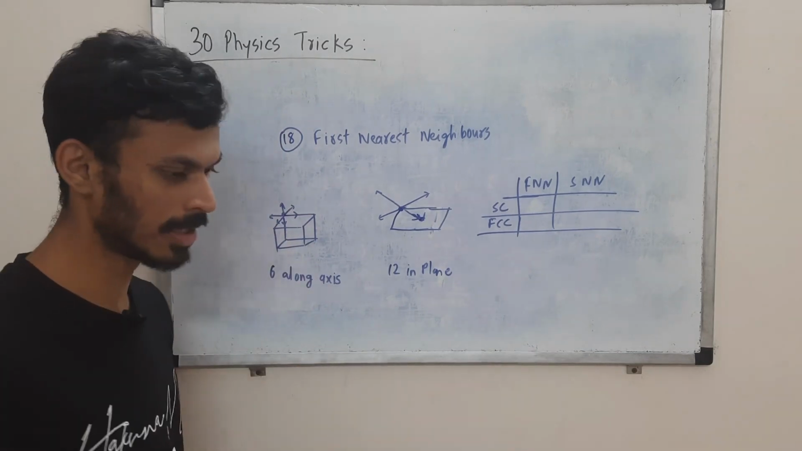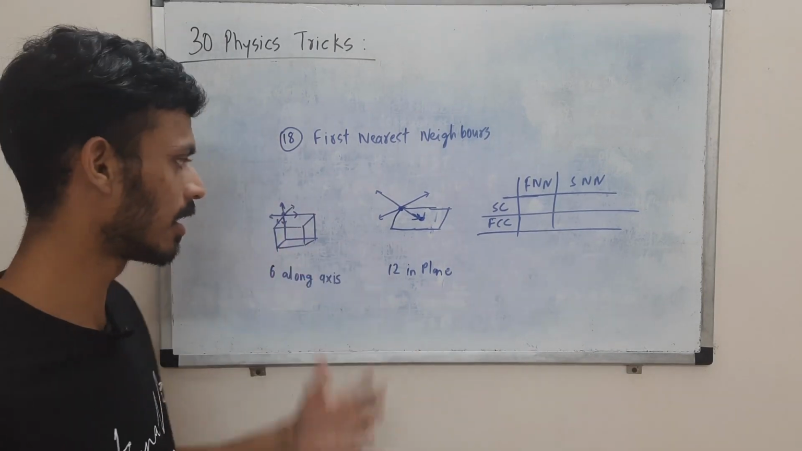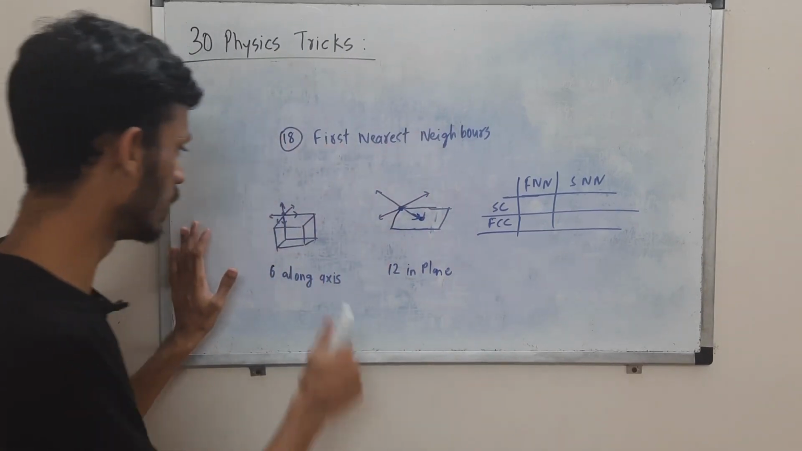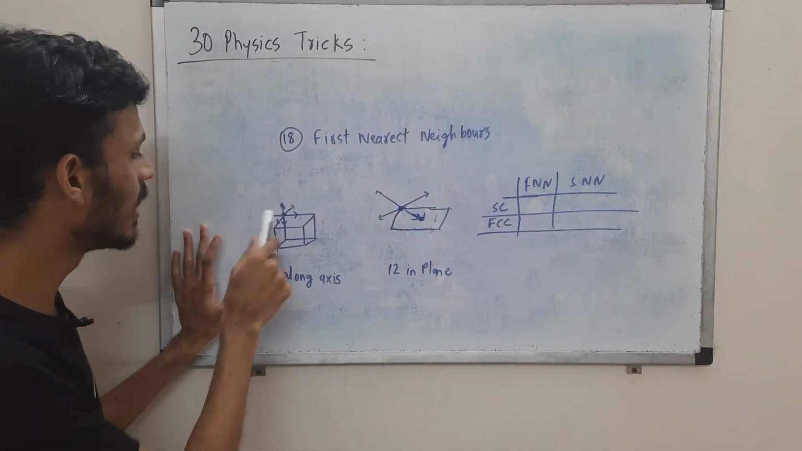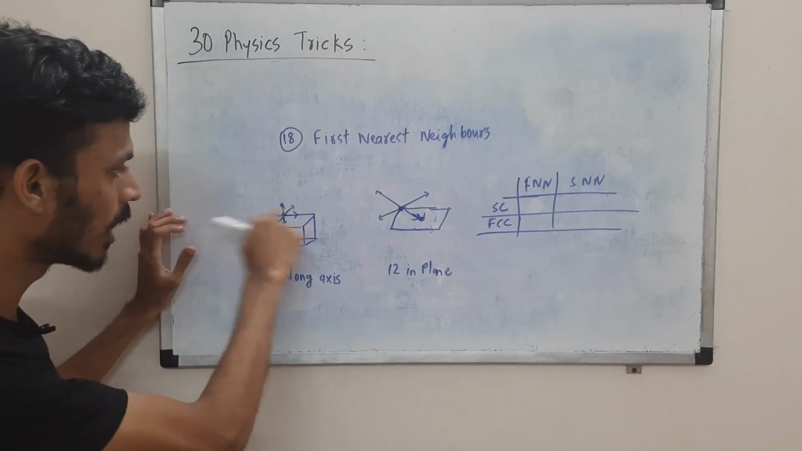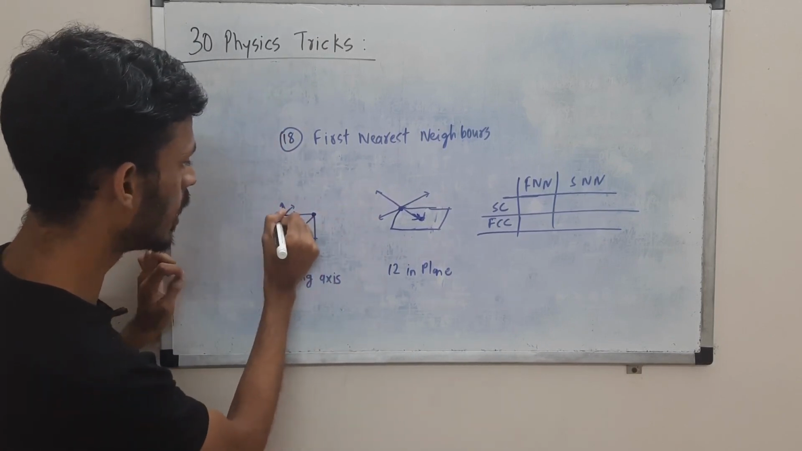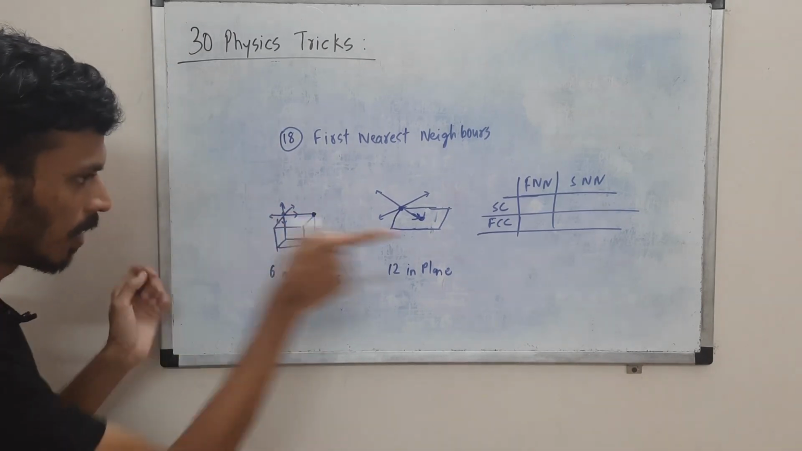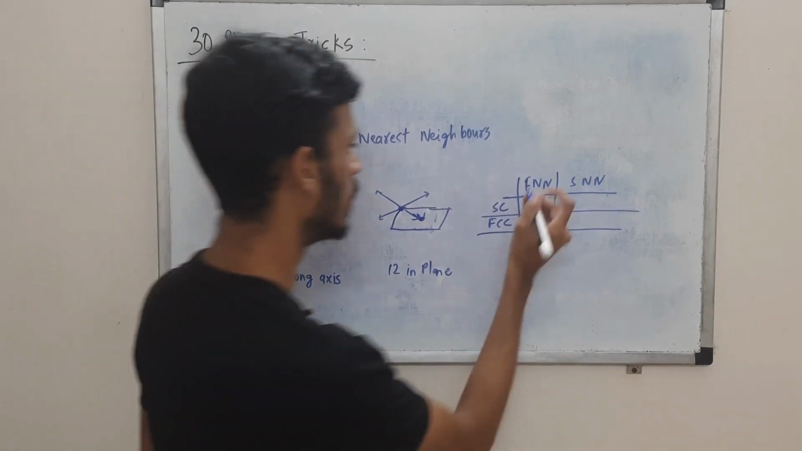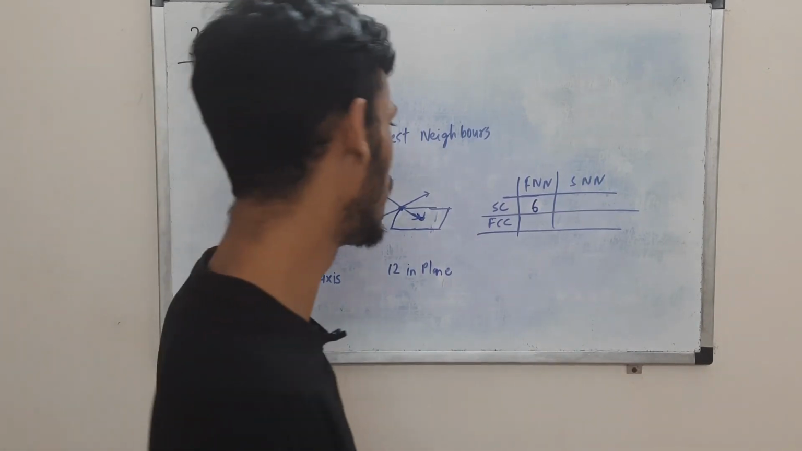Okay, so here the simple trick is that if you find the first nearest neighbor along the axis, the number will be 6 first nearest neighbors, and if you find it in a plane, it will be 12. So I can provide you the logic over here. You can actually imagine it. So here if we have a crystal cell and we have the first nearest neighbor along the axis. So if this is the first nearest neighbor, it's along the axis, right? So what will be the number of first nearest neighbors? 1, 2, 3, 4, 5 and 6, right? So in simple cubic, you can see that it is along the axis and hence the number will be 6.